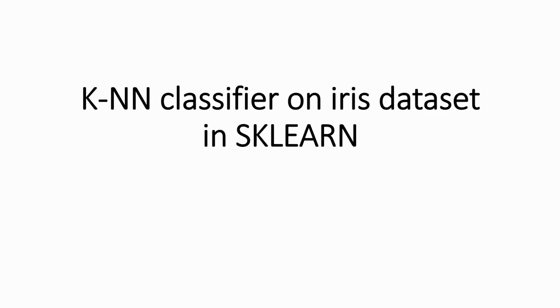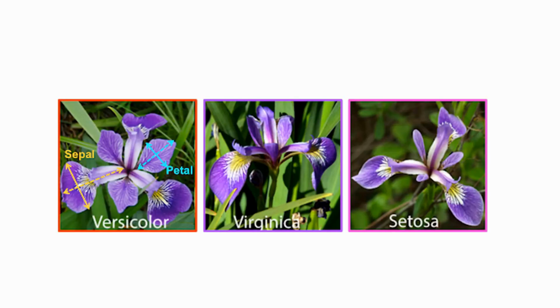So let's get started. Before we start, you need to know about the iris dataset. The iris dataset has 150 records, and it has records of three different flowers: versicolor, virginica and setosa.